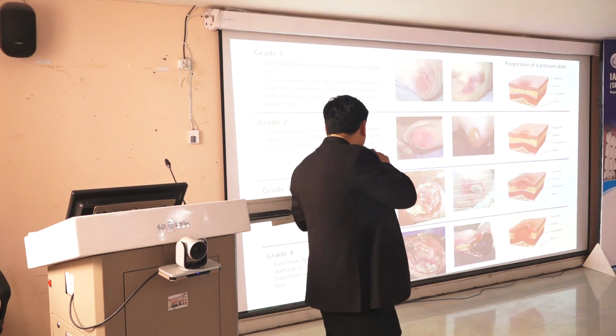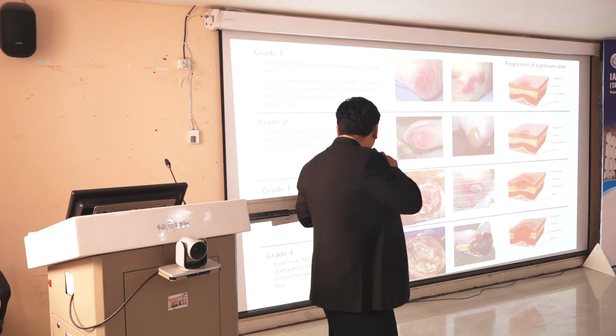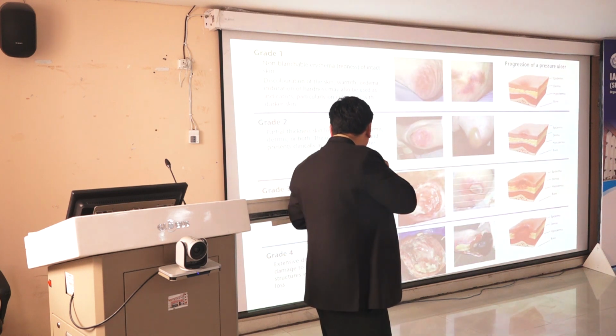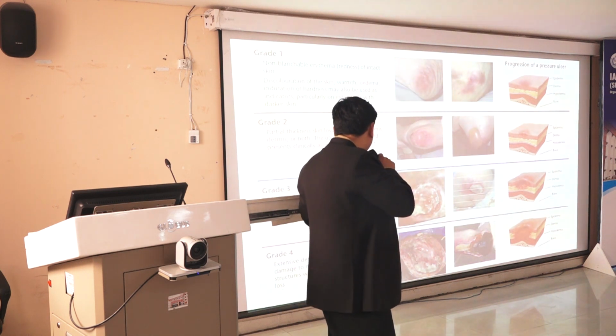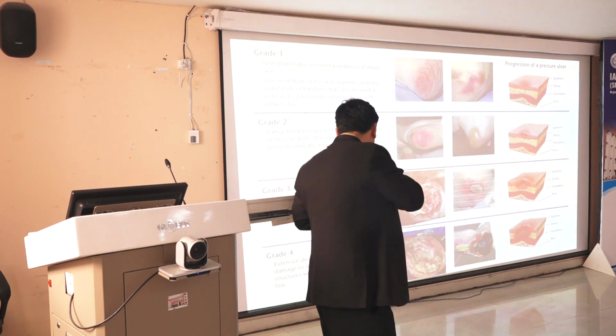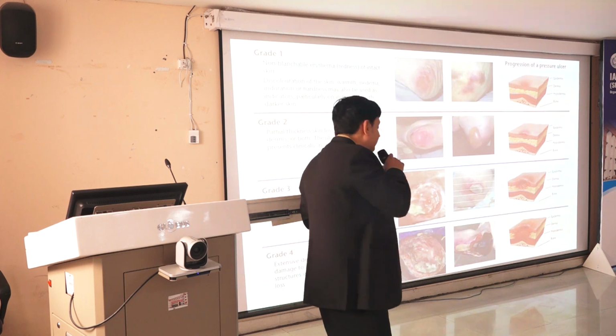Grade 3 is full thickness skin loss, involving damage to or necrosis of the subcutaneous tissue that may extend down to, but not through, the underlying fascia. Grade 3 and grade 4 are a little bit tricky. Grade 4 is all about, say, you are seeing the bone.